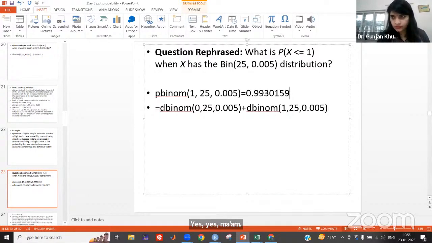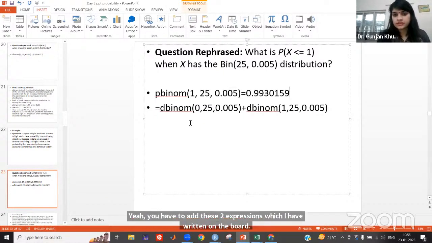Okay, Anjali, can you verify it by using the d function also? You will have to add 0 and 1. You have to add these two expressions which I have written on the board. Can you see that on my slide? So does it verify?